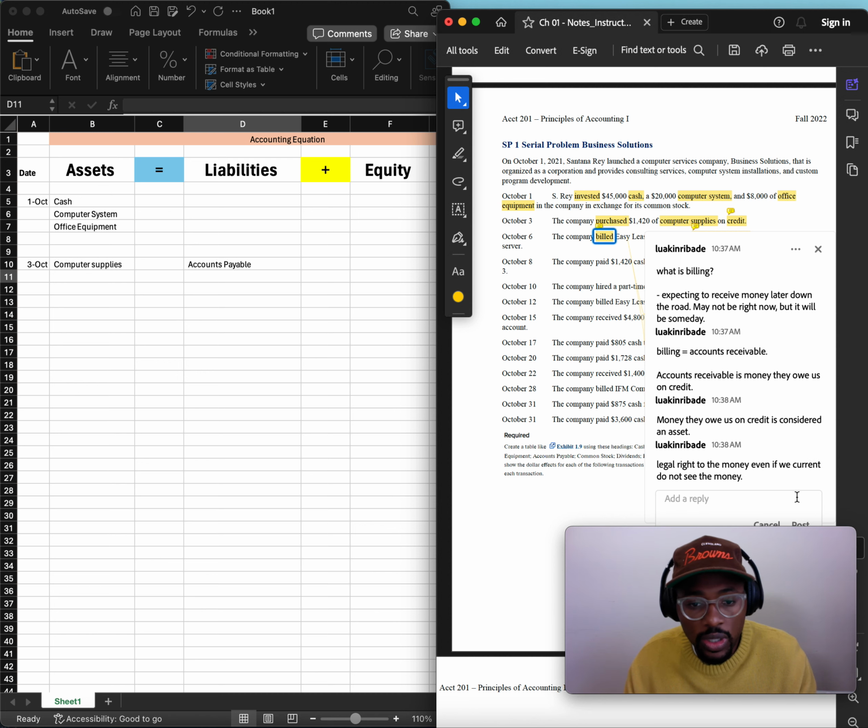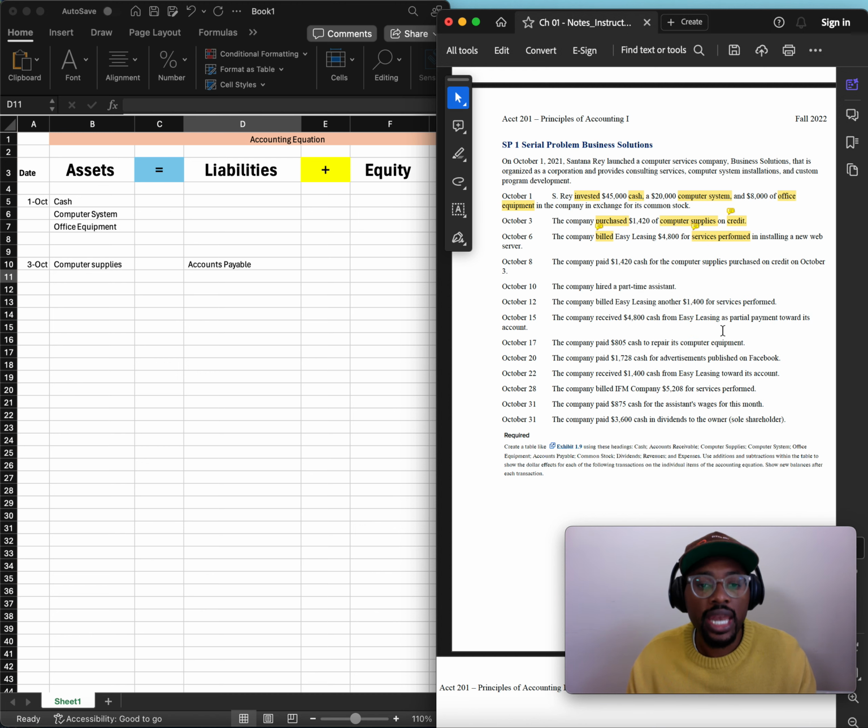Okay. So even when we don't see the money up front, that does not necessarily mean that it's not our money. It's our money, although it's not in the bank account, right? It may not be in your bank account, but it's still yours because we have legal right to it.